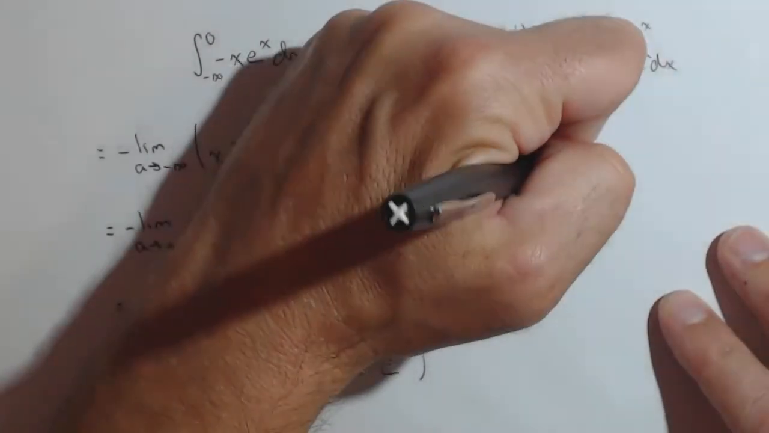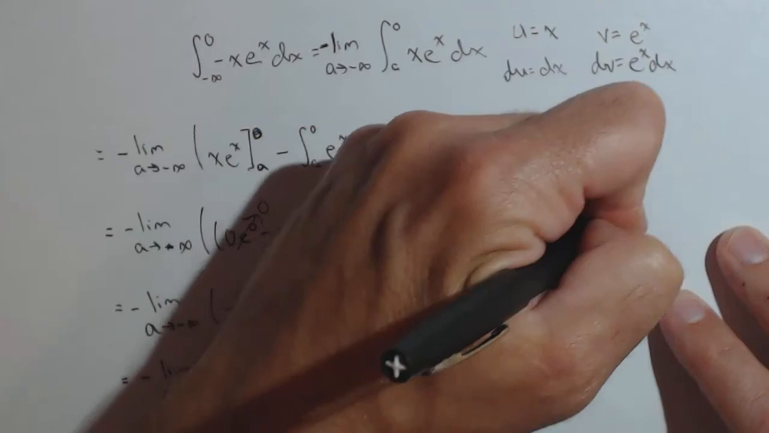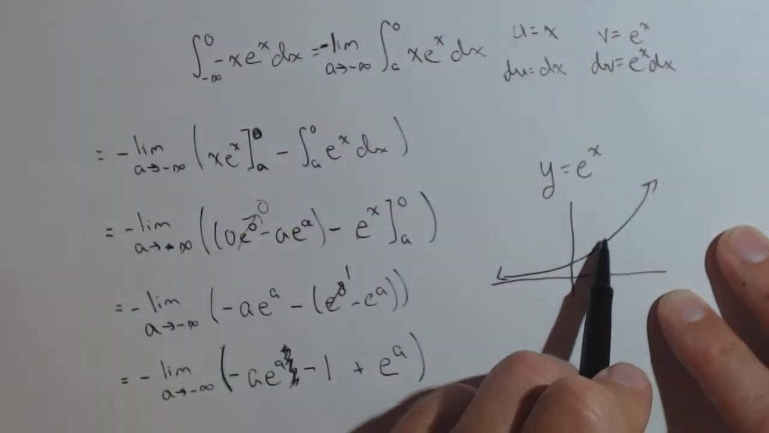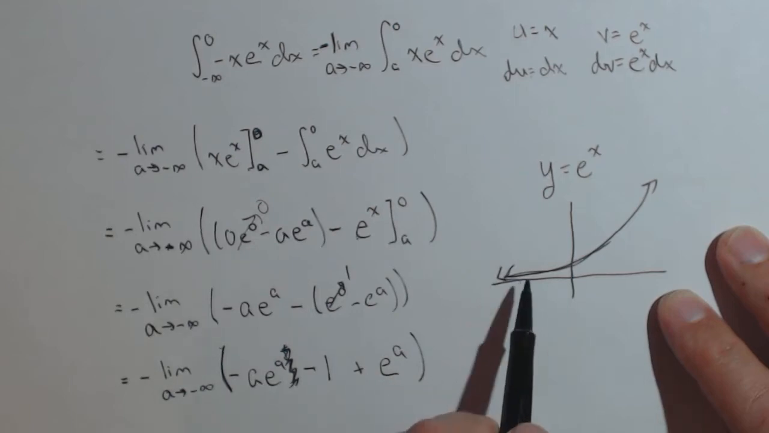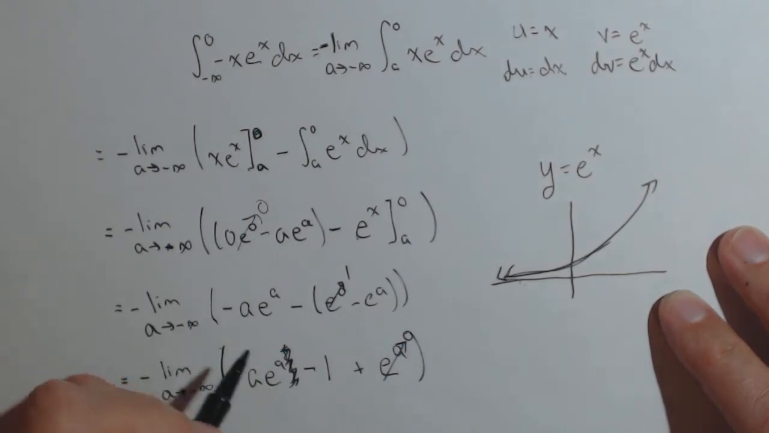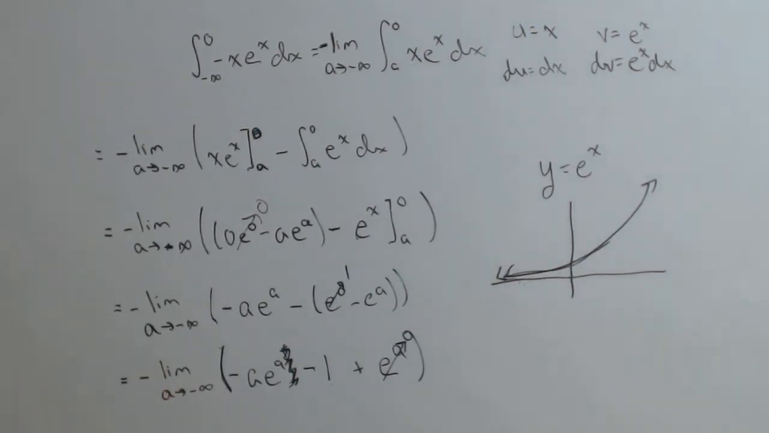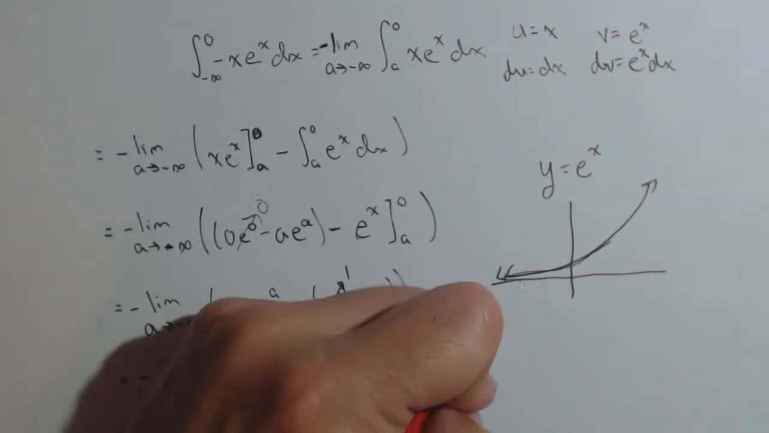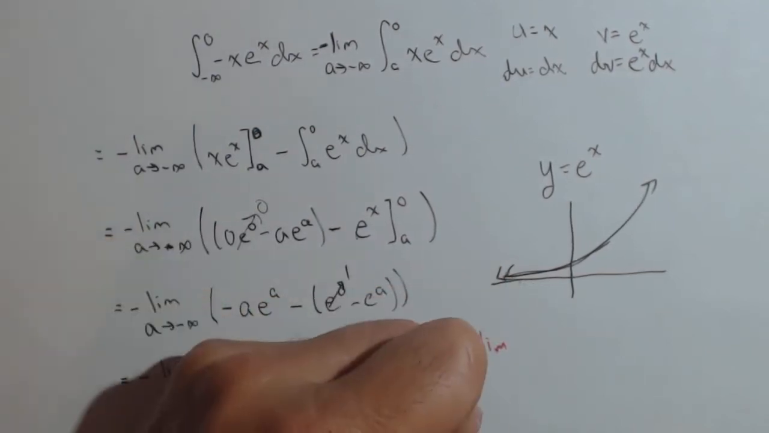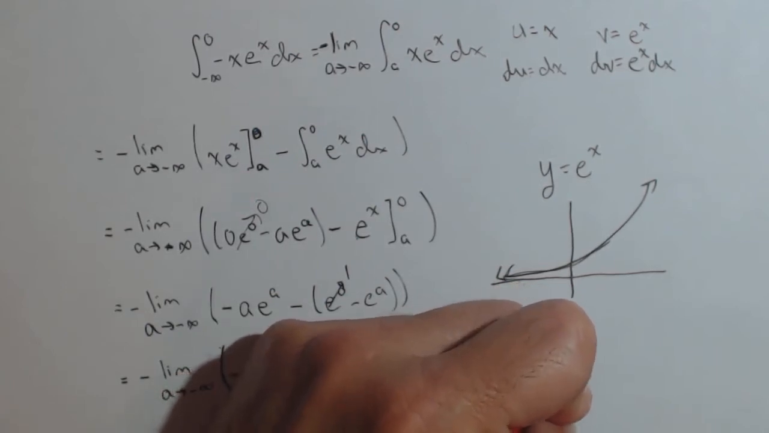Well, the graph of e to the x, just as a quick recall, is our exponentially increasing graph. But remember, we're looking at it as the input goes to negative infinity, so it goes to 0. So as a goes to negative infinity, this piece here goes to 0. This is going to go to negative 1. This is the only one we have to consider. So we need to look at this piece here. And what I'm going to do is pull it off to the side so we can take a look at the limit as a goes to negative infinity of negative a e to the a.